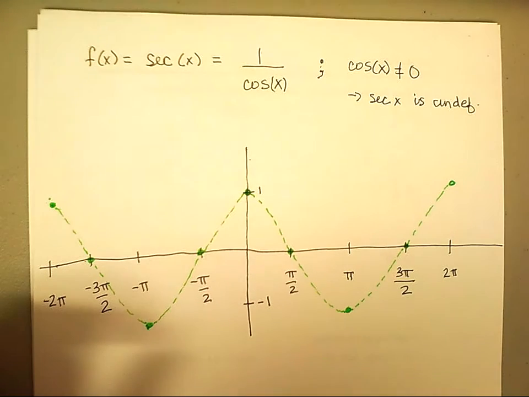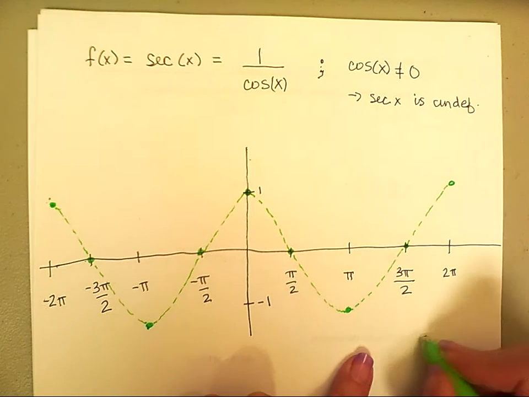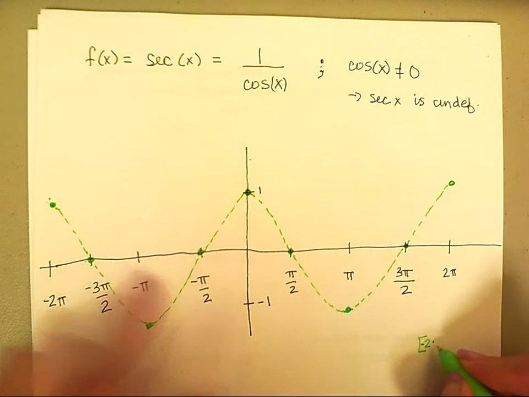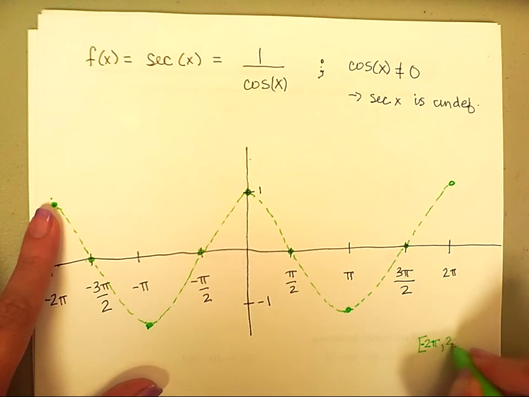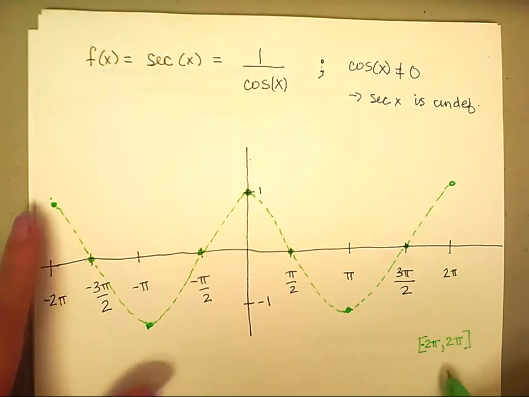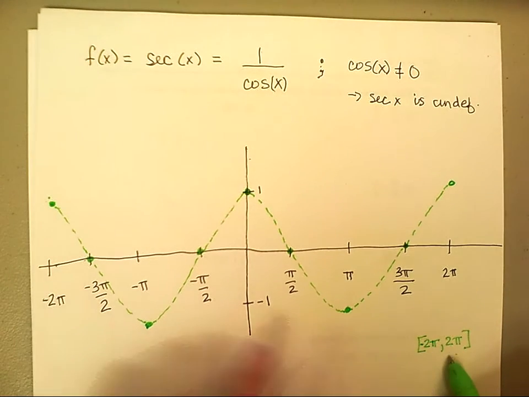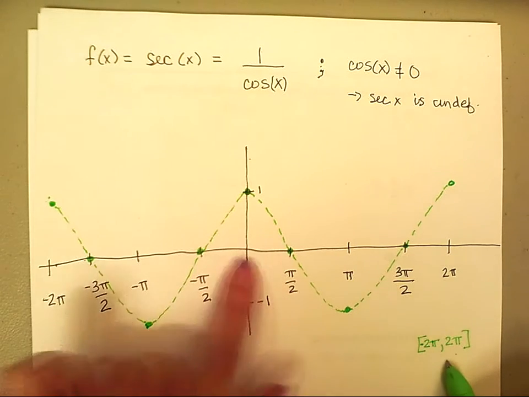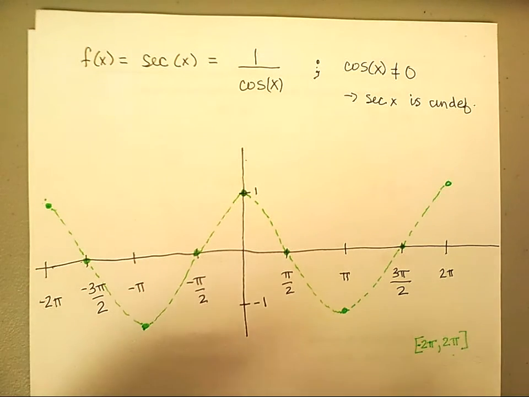So this is cosine. Negative 2 pi is where I start. I'm including that, and I'm finishing at 2 pi. You'll see this on your worksheet. So this is what I mean. 2 full cycles, one in the positive direction and one in the negative direction.